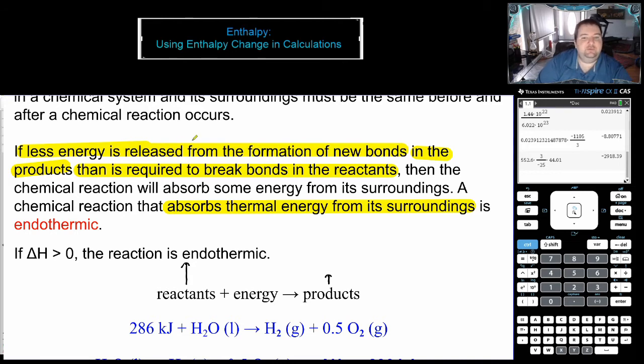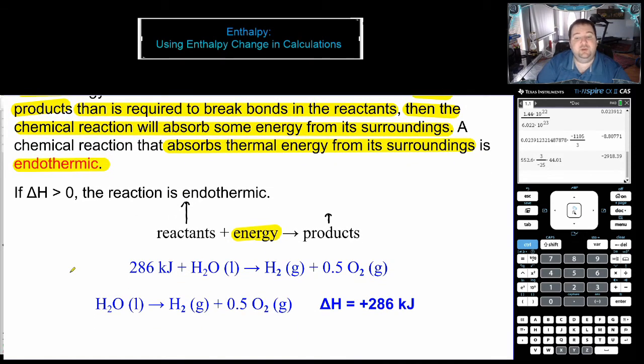When this happens, then that energy is going to have to come from somewhere. And where is it going to have to come from? From the surroundings. So the system is going to have to absorb energy from the surroundings. And this is what's going to make it endothermic, right? So where is the energy here? It's on the left-hand side. So whenever you see energy on the left, it's endothermic. When you see it on the right, it's exothermic. And so you can see in our example here, there's energy. It's on the left-hand side of our equation.